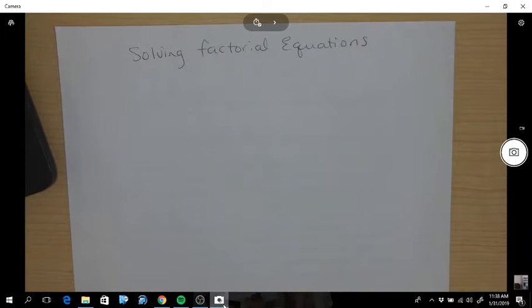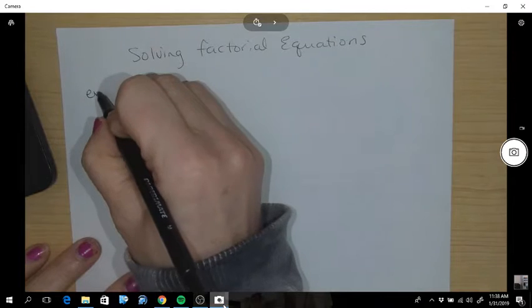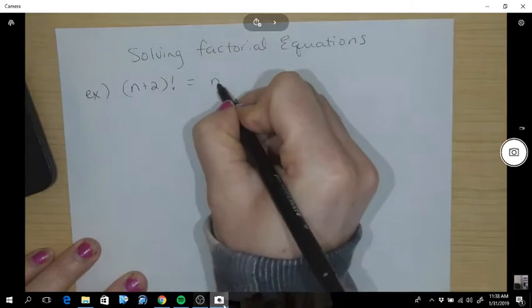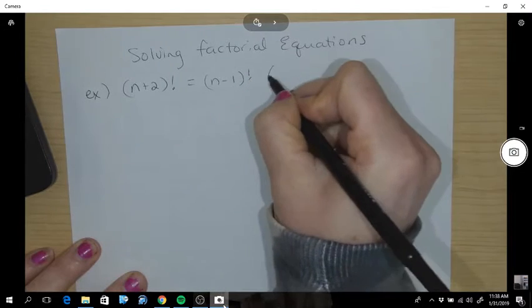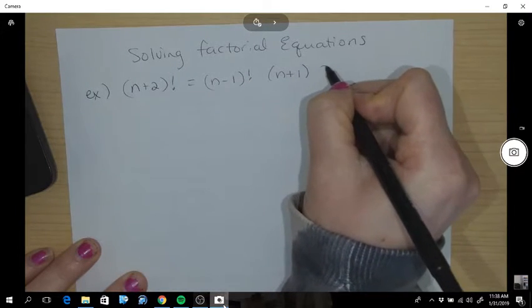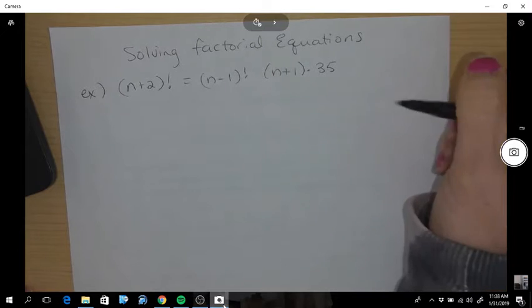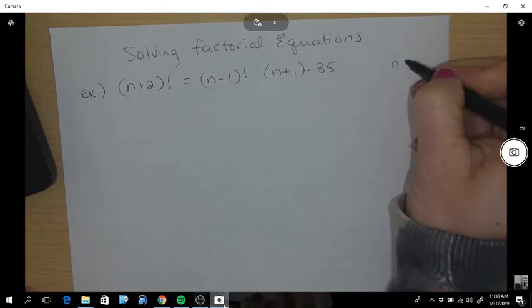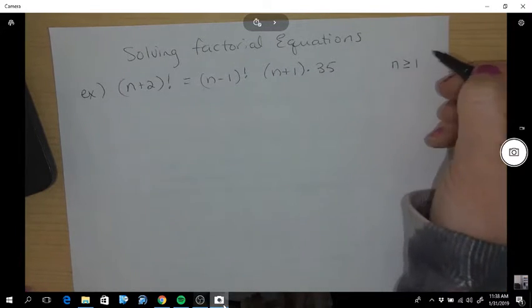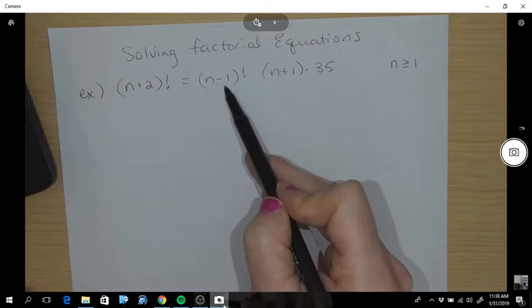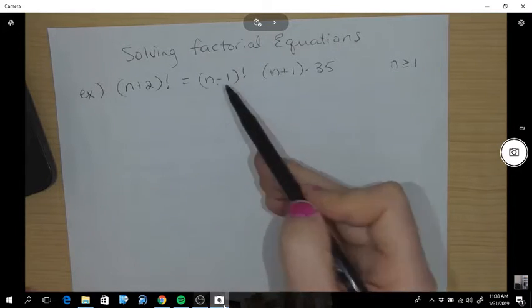Okay, solving factorial equations. So example 1. (n+2)! = (n-1)! (n+1) n × 35. Okay, so just a note that our n value is going to have to be greater than or equal to 1 because we cannot have a negative number. So we can't go below 1.